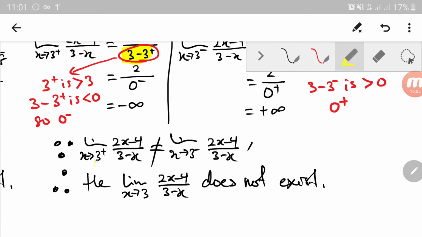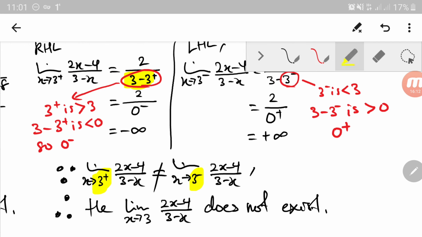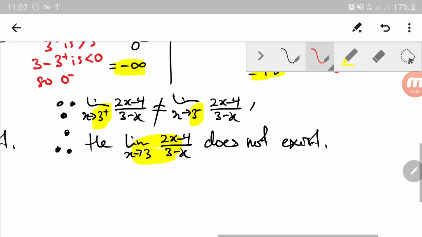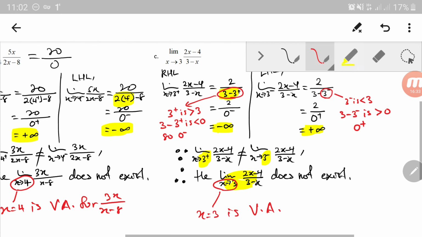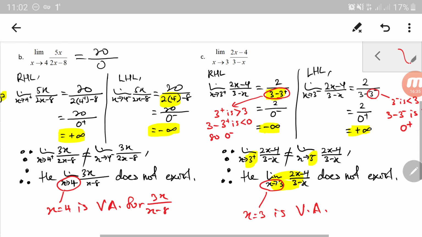So as we can see here, since the right hand limit does not equal the left hand limit, therefore the limit does not exist. Okay, because you see here, this one negative, this one positive. But as I said before, it doesn't matter whether the limit exists or not, x equals 3 is still the vertical asymptote. So I think with these 3 examples, you can understand better and can answer the questions.